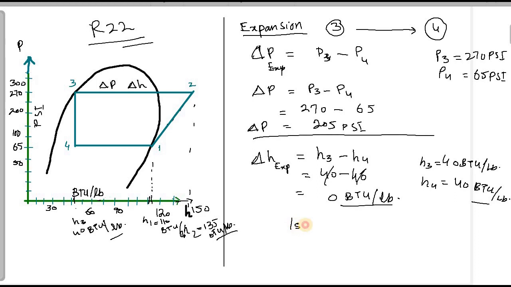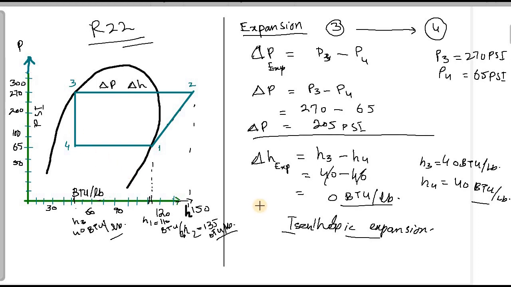So there is no change in enthalpy during this expansion process, and this means that this is our isenthalpic expansion. Isenthalpic means the process where the value of enthalpy remains constant. This process is called an isenthalpic process. So here this process is an isenthalpic process.